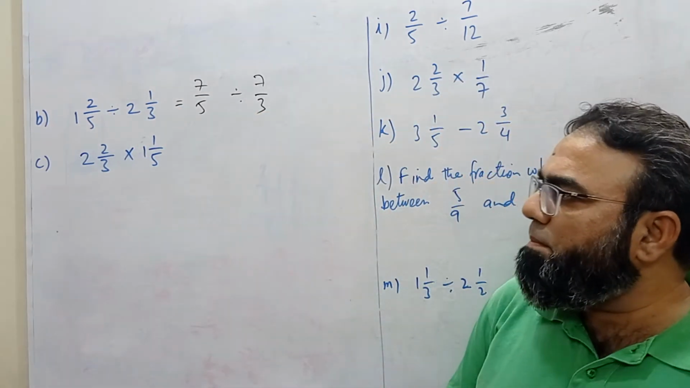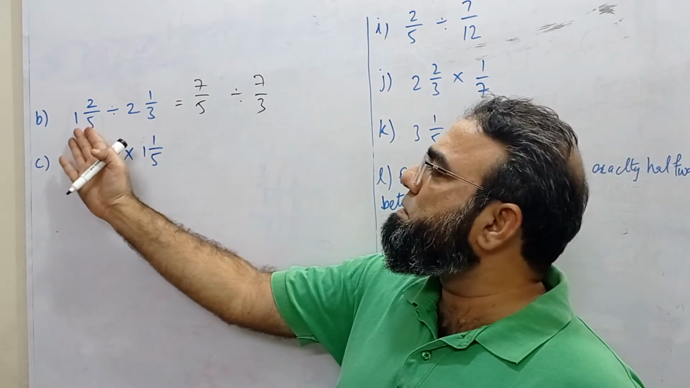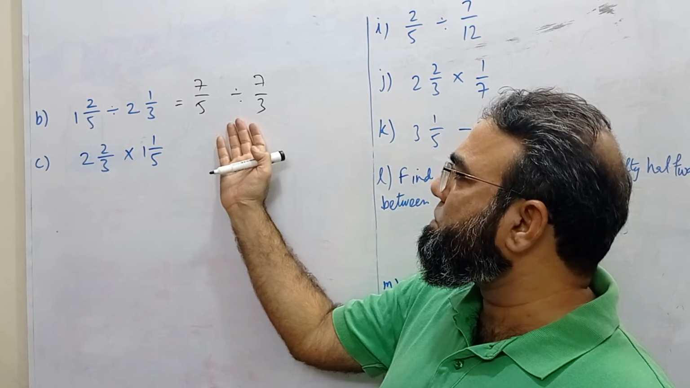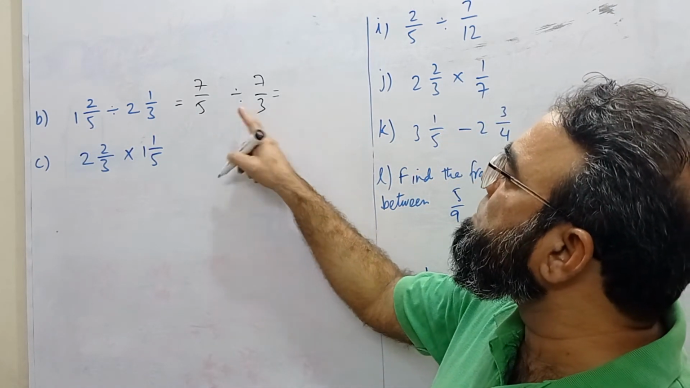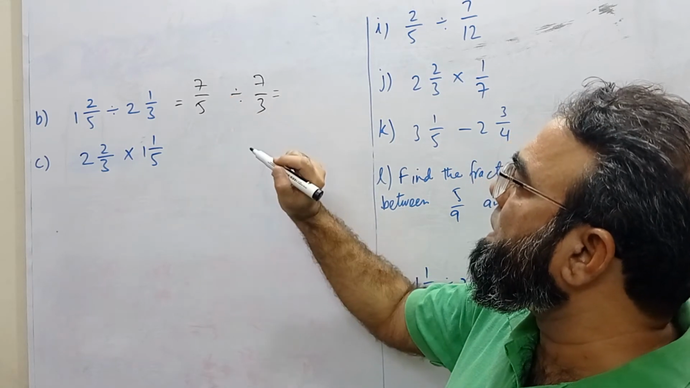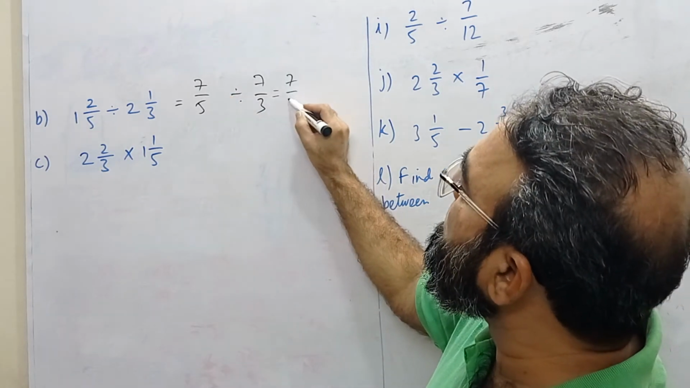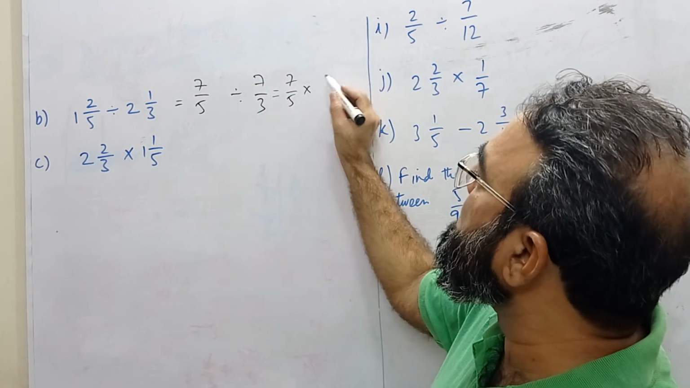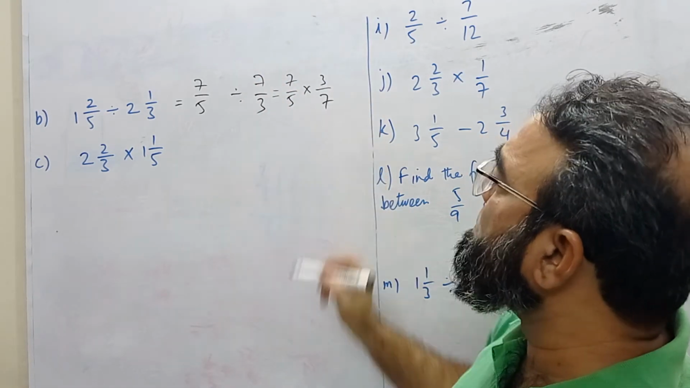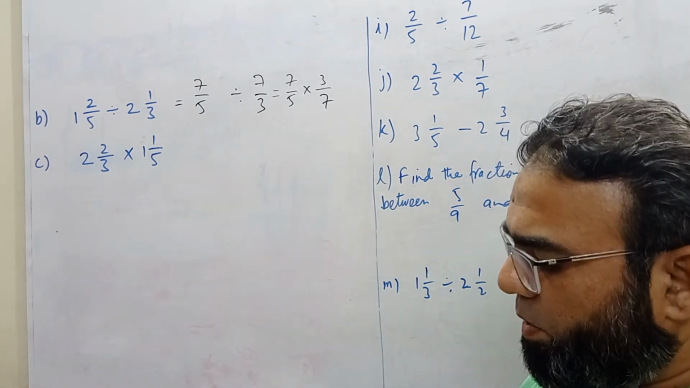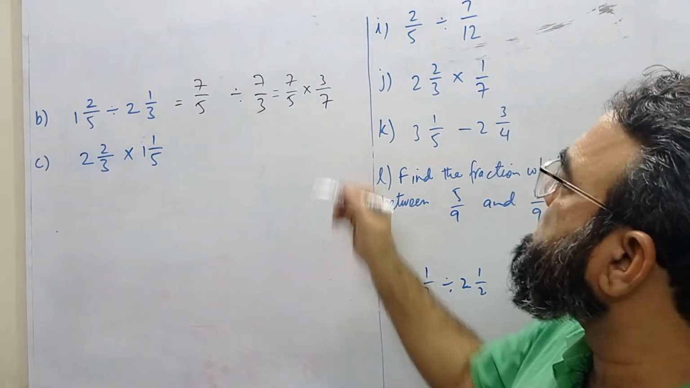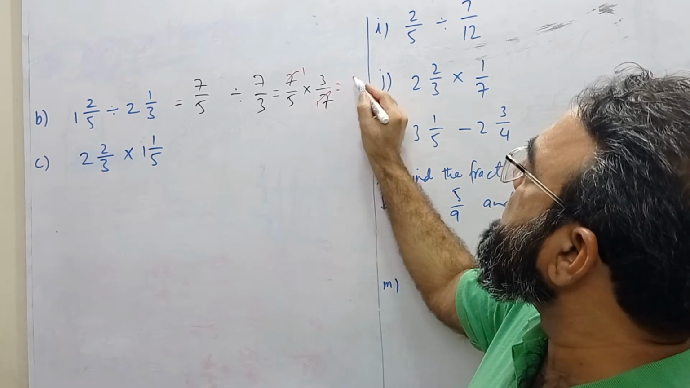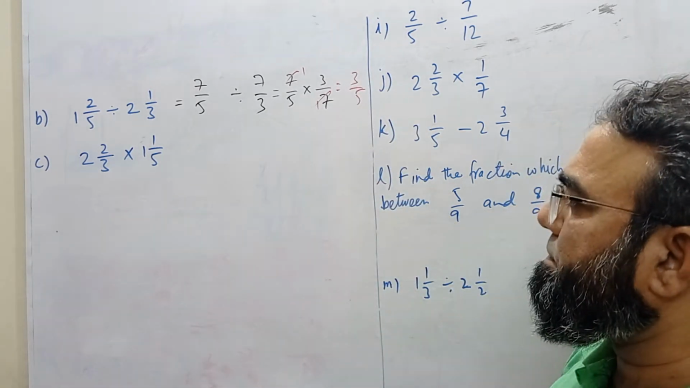So the first step, you change the mixed fractions into the improper fractions. Now it's a time where you change this division sign into the multiplication sign. This is 7 over 5 multiplied by, and you write its reciprocal, that is going to be 3 over 7. You see that the 7s get cancelled. Okay, so your answer is going to be 3 over 5.